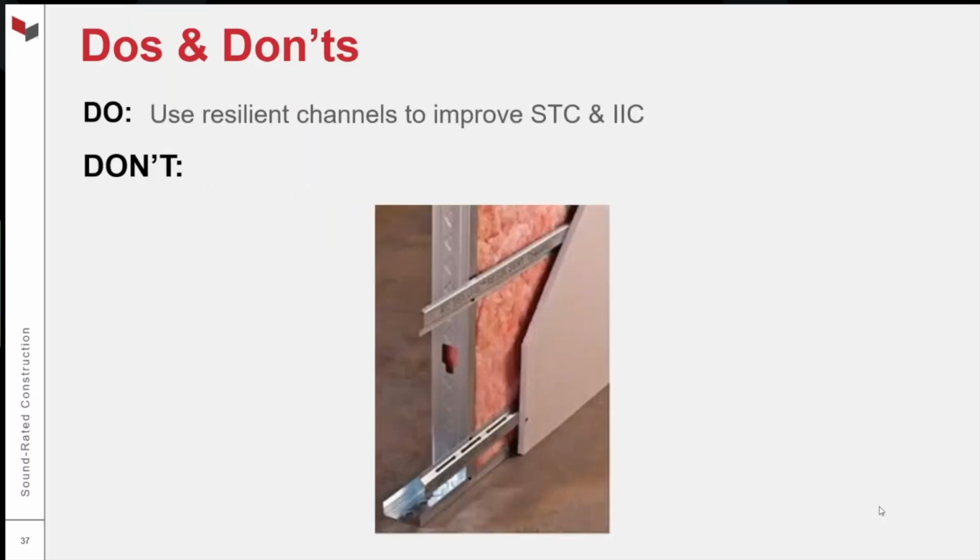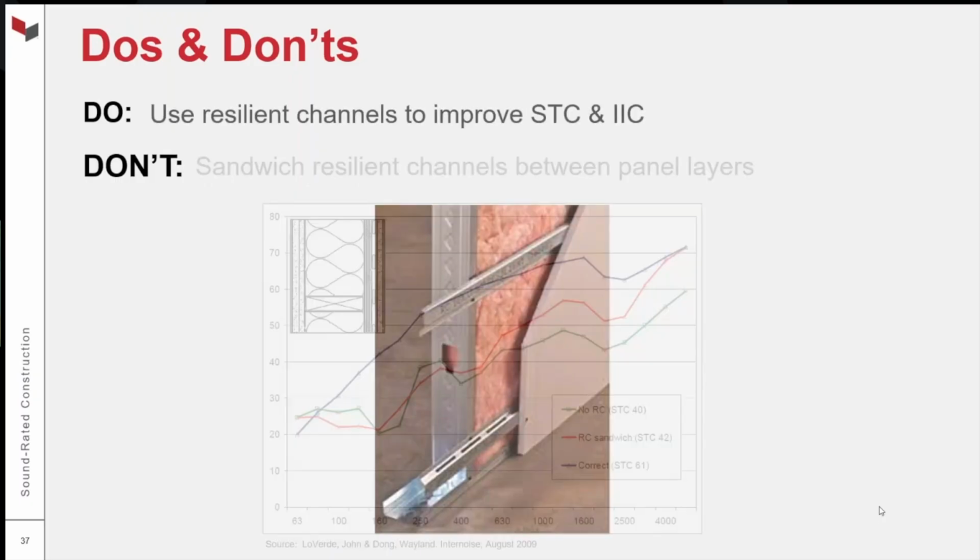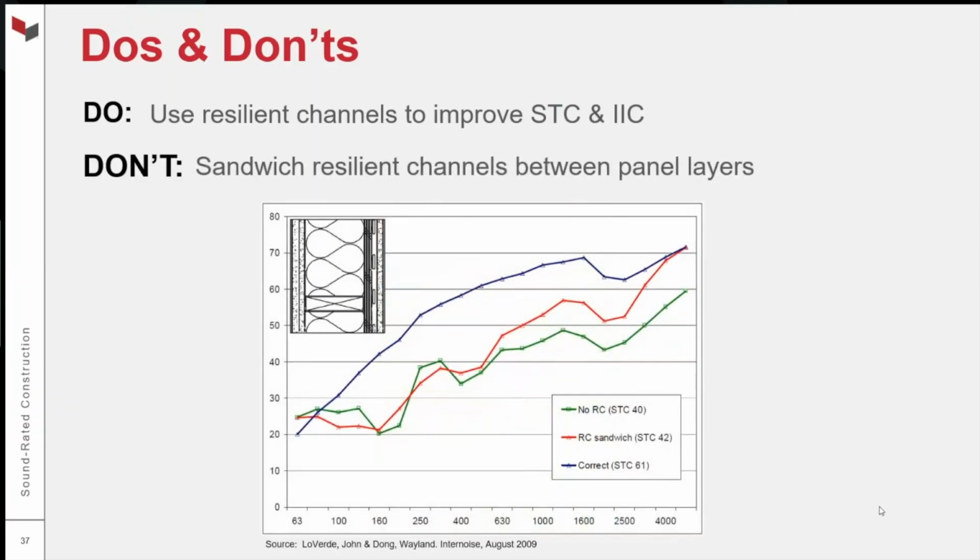Do use resilient channels, again, to improve STC and IIC, but don't sandwich resilient channels between panel layers. That's what's shown here in this image in the upper left. It's maybe hard to see, but sometimes, and we see this a lot in wood-framed multifamily construction, but in all sorts of construction, where you need a wood structural panel for shear. And so when you have that, I often see resilient channels are attached to the wood structural panel, and then gypsum panels are attached to the resilient channel. So you've sandwiched the resilient channel between panels.